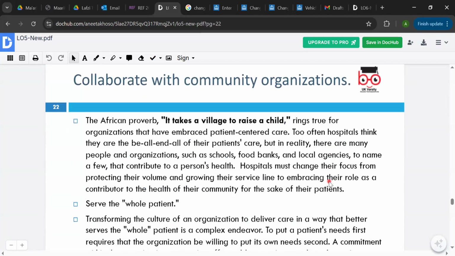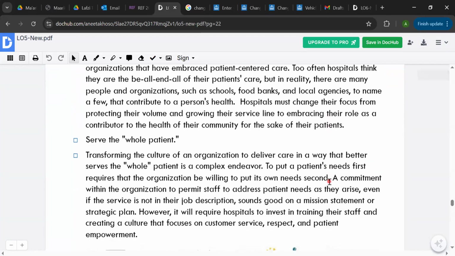Collaboration with community organizations. It's well said that it takes a village to raise a child. So it rings true for organizations that have embraced person-centered or patient-centered care planning. Hospitals think that they are the be-all and end-all for their patients' care. But in reality, there are many people and organizations, like schools, food banks, and local agencies, that contribute to a person's health. Hospitals must change their focus from protecting their volume and growing their service line to embracing their role as a contributor, not the sole dealer, to the health of their community for the sake of their patients.